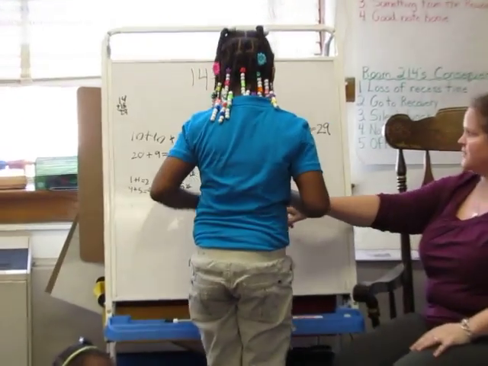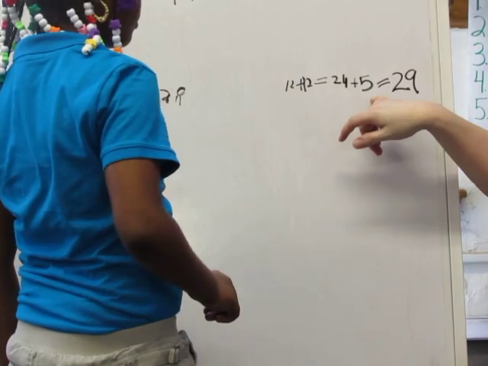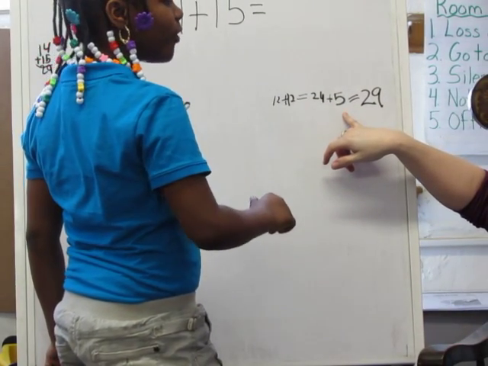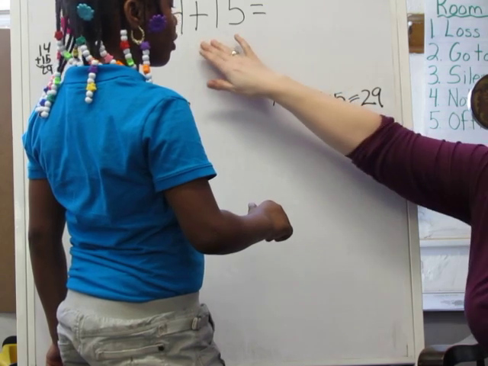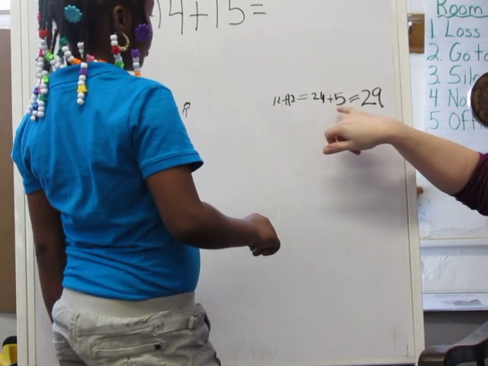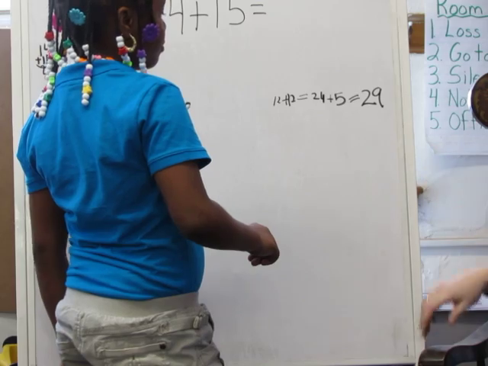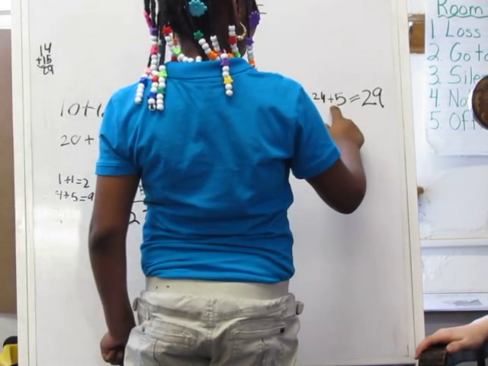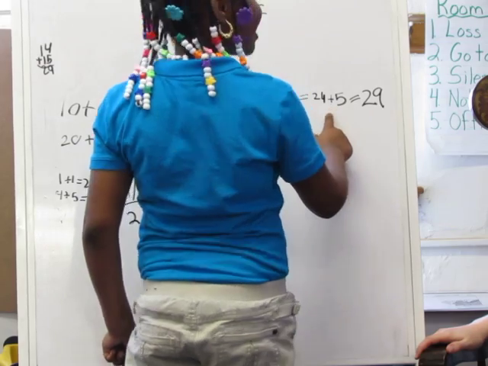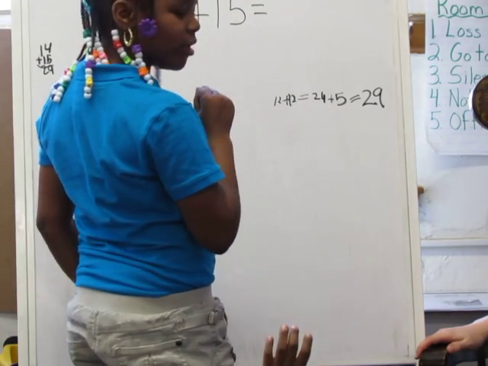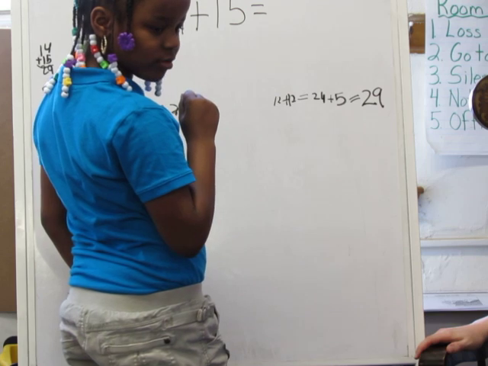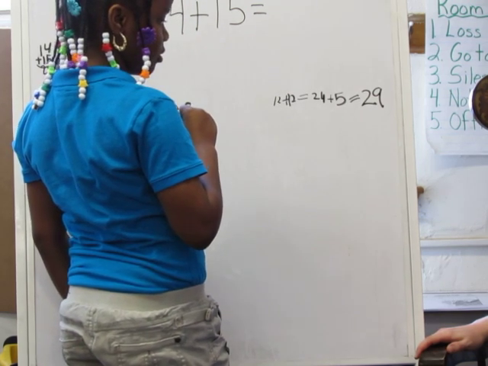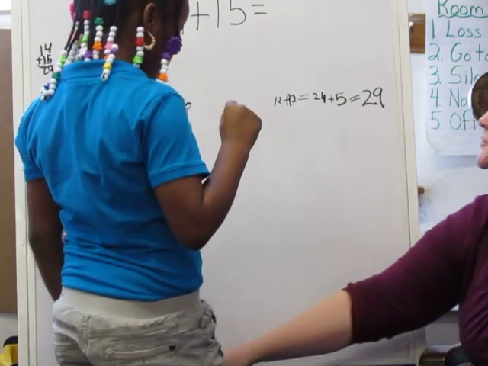Scoot to the side. Explain where you got this 5 from. So it's 14 and 15. So how do you get an extra 5? How would you get the 5? Where would you get the 5? 4 plus 5 equals 9. Okay. And where are we getting these numbers from?